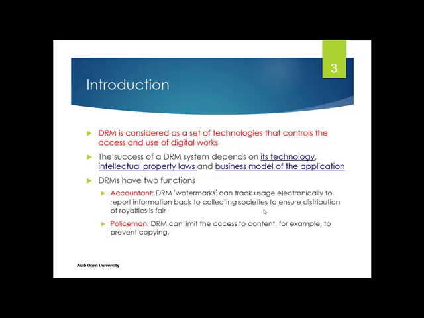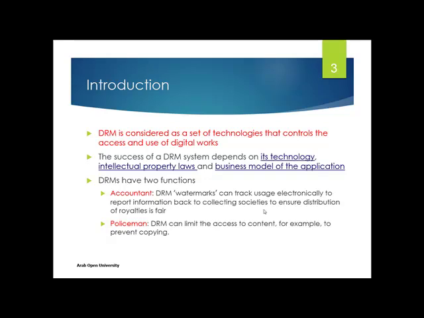By definition, DRM is considered a set of technologies that control the access and use of digital work. To have a successful DRM system, it depends on the technology, the IP laws, and the business model of the application. A problem in any of these three aspects will lead to the failure of the DRM system.